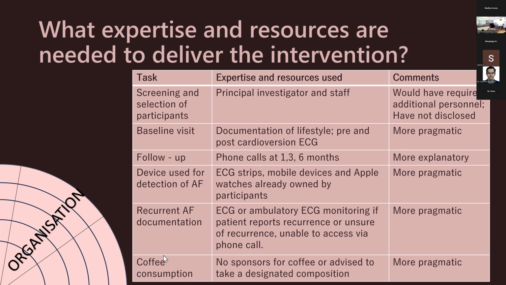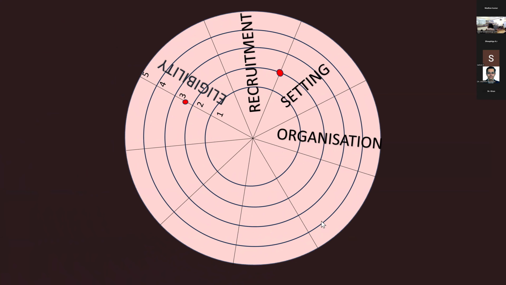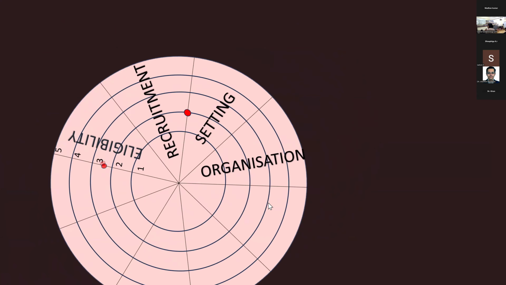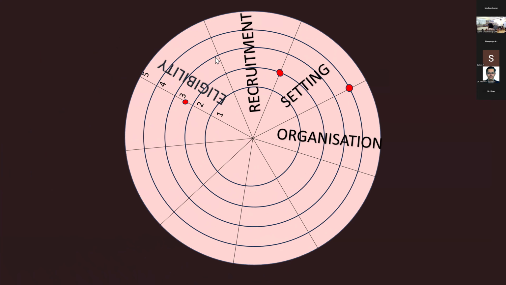The intervention and the comparator, coffee consumption as such, they have not advised to take a specific dose or a specific brand of coffee. So that is left to the participants themselves. So this is more pragmatic. So overall, except for the follow-up phone calls, this is leaning more towards the pragmatic approach. So I have given a score of 4.